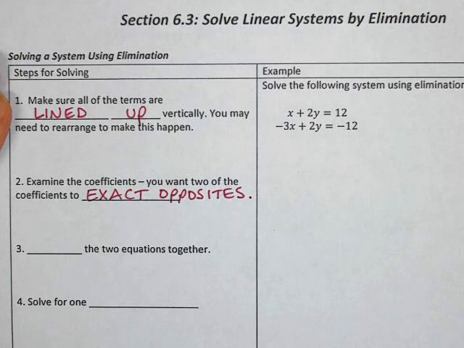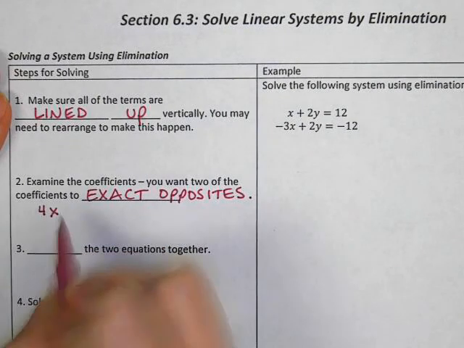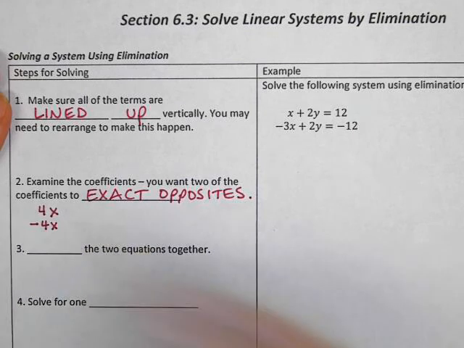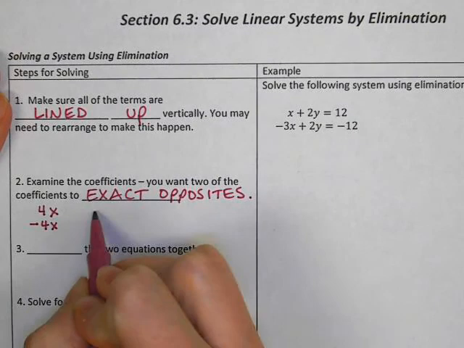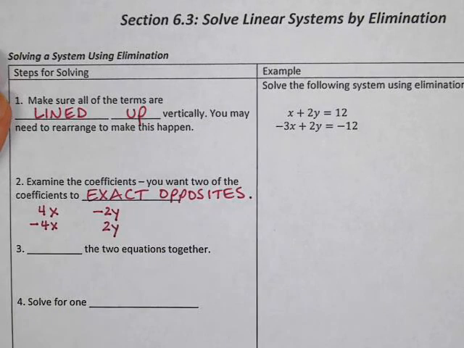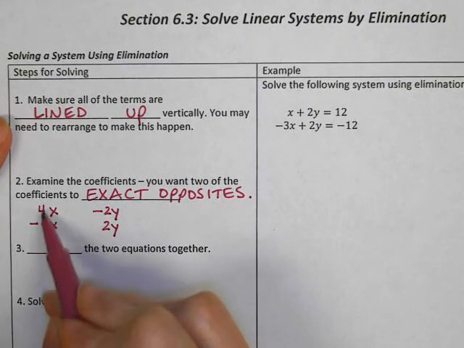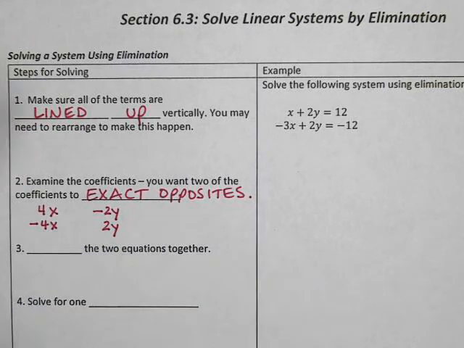Now what I mean by exact opposites is like maybe a 4x lined up with a negative 4x, or a negative 2y lined up with a positive 2y. Exact opposites means they're going to cancel when you add them together. So it's like the positive and negative version of the same number. Those are exact opposites.